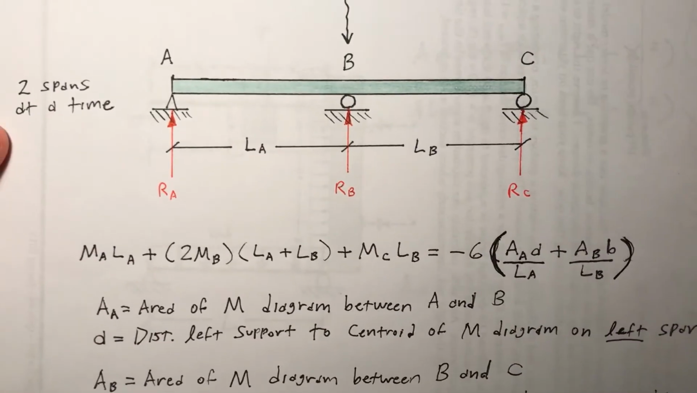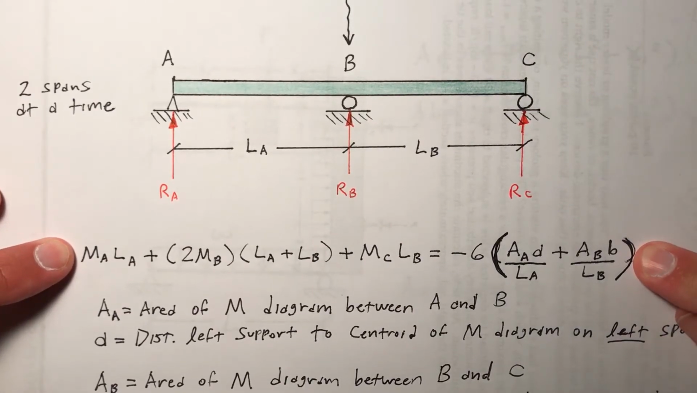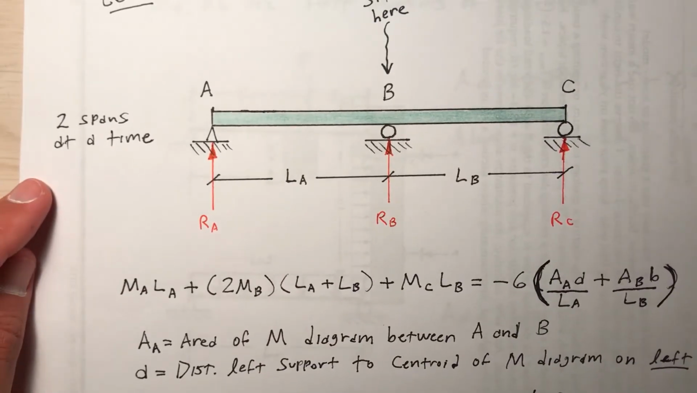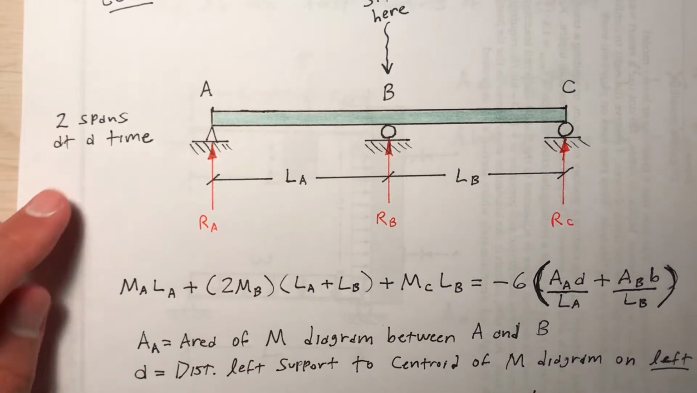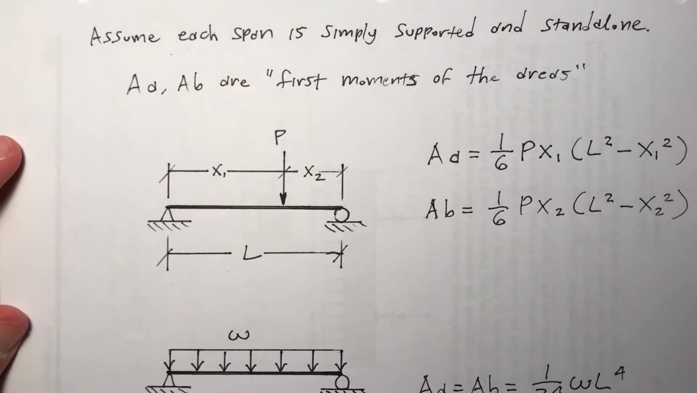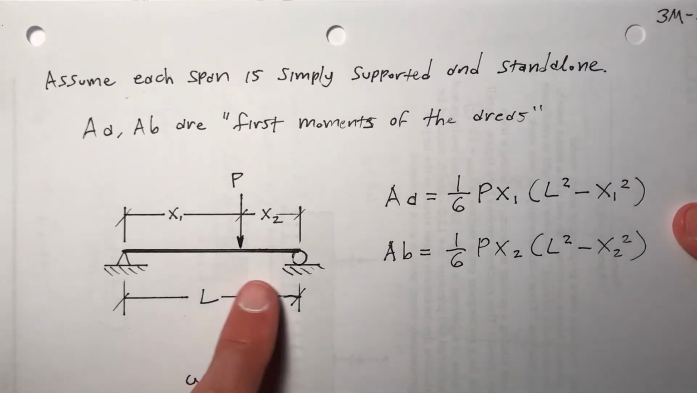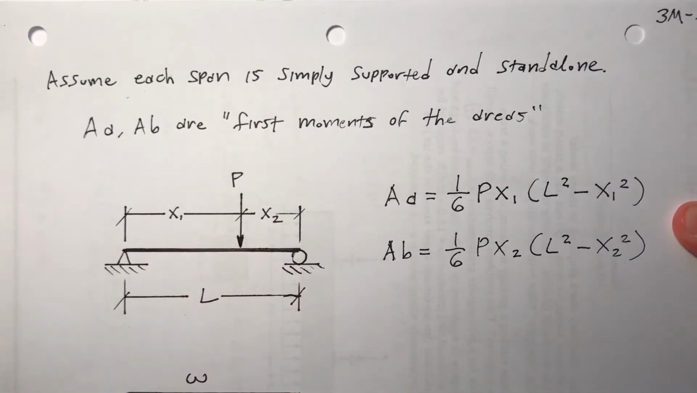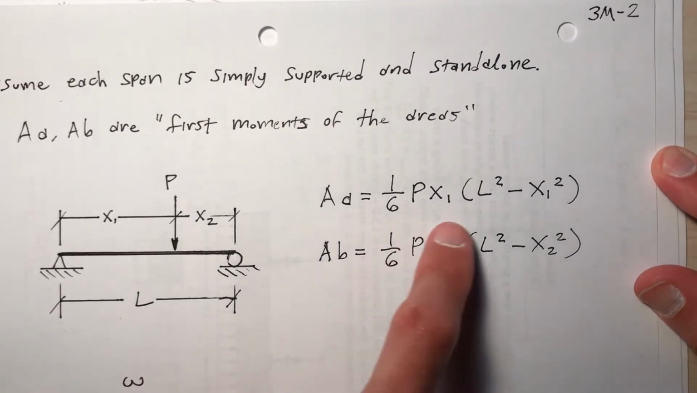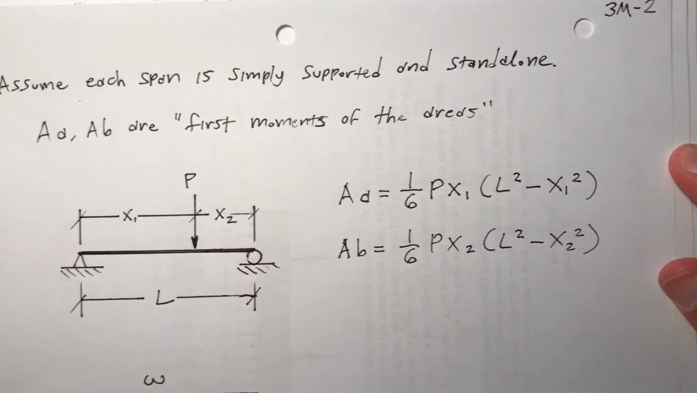So for purposes of this introductory lesson, I'll take this to be my three-moment equation. If I have more than just two spans, then I have to do more than just one iteration, because we analyze two spans at a time. A sub A times little a and A sub B times little b are called the first moments of the areas. These are some cookbook formulas for standard loading scenarios. First, picture a load P on a simply supported beam, x sub 1 from the left and x sub 2 from the right. I'd have a first moment of the area given by this formula for AB.